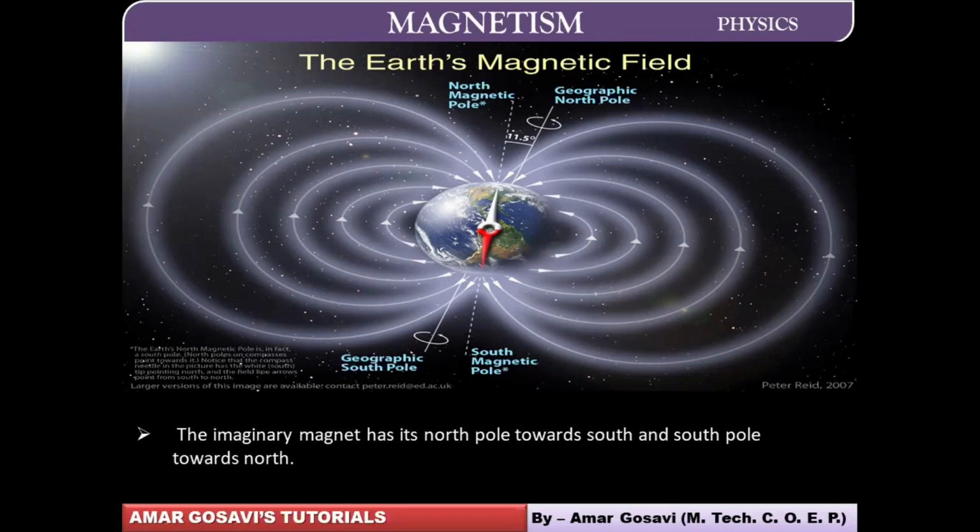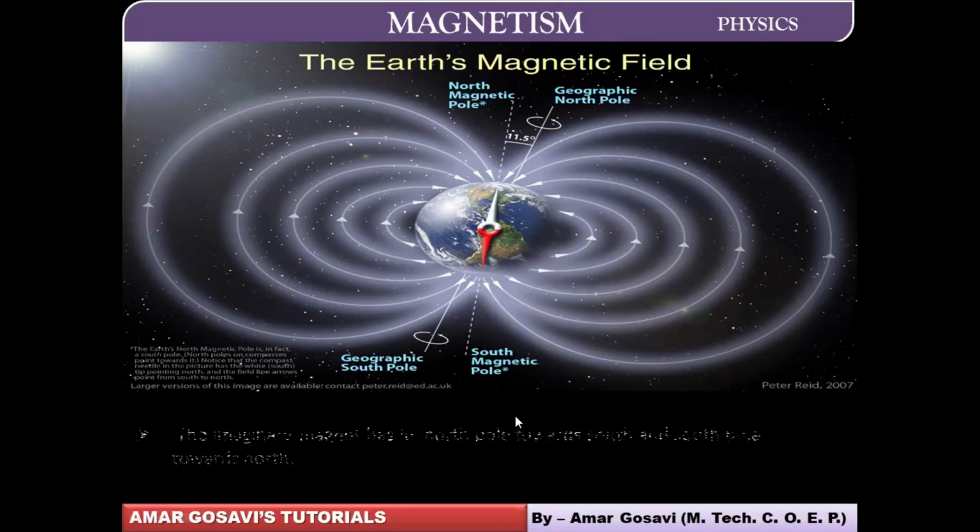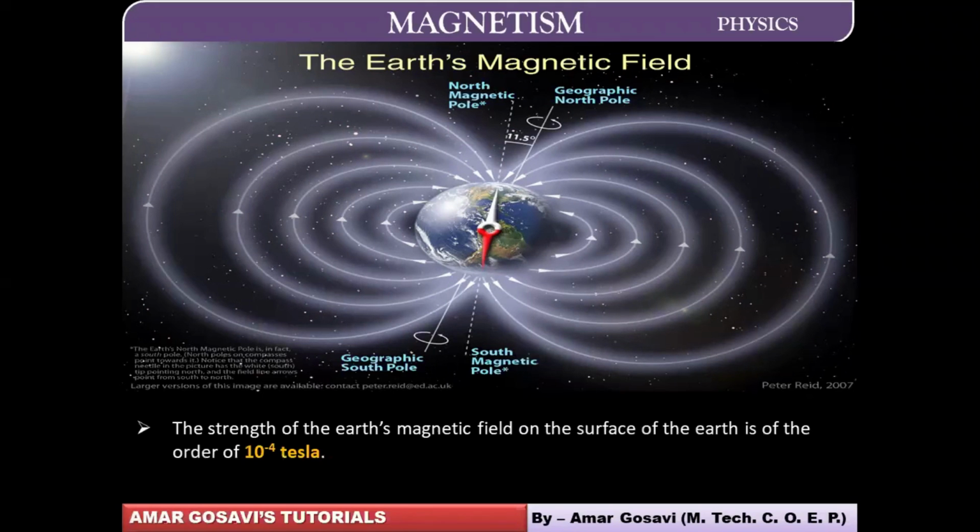Here one needs to note that this is the imaginary magnet which we are talking about. It has its north pole towards south. So this is the north pole, the red marked pole, towards south, and the south pole towards north. Approximately, when we talk about Earth's magnetic field, the strength would be of the order of 10 raised to minus 4 Tesla.